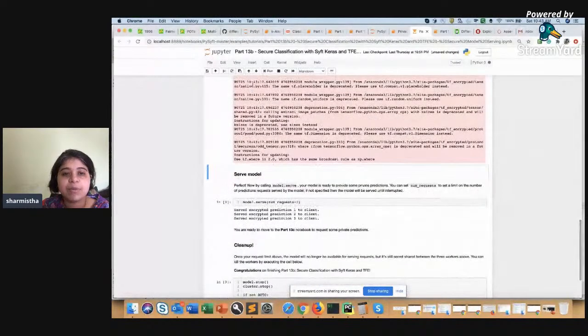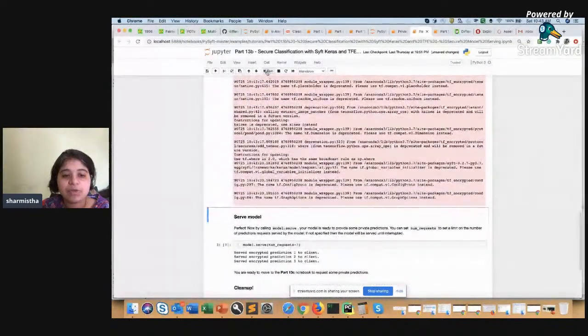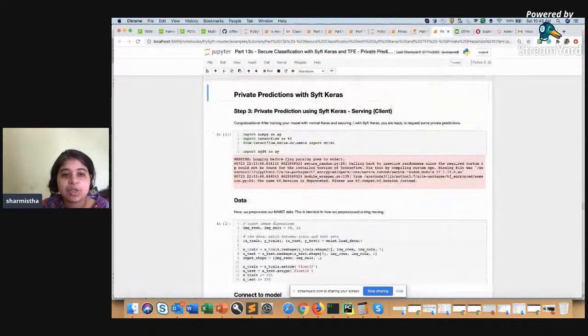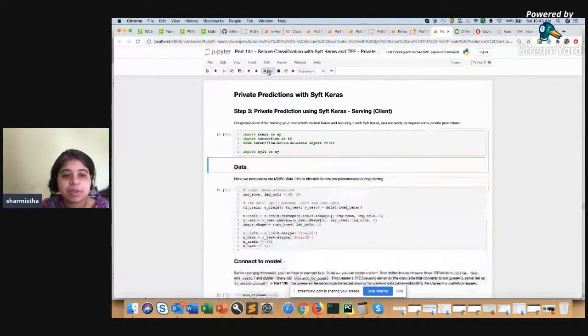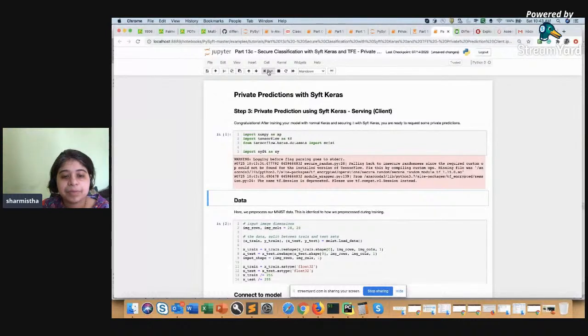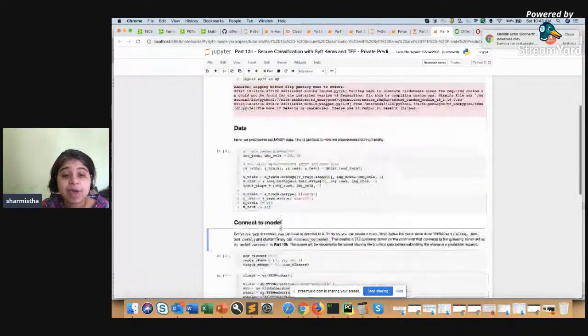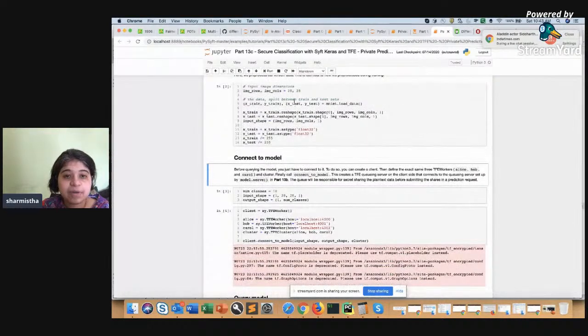And you serve the model once you share, and you have to serve it. Now once you serve it, the client has to query it, right? Otherwise how will it work? So the client has to get the data from this. Let's see how the client will get the data. The client has the training data and the test data, and it will query the server.